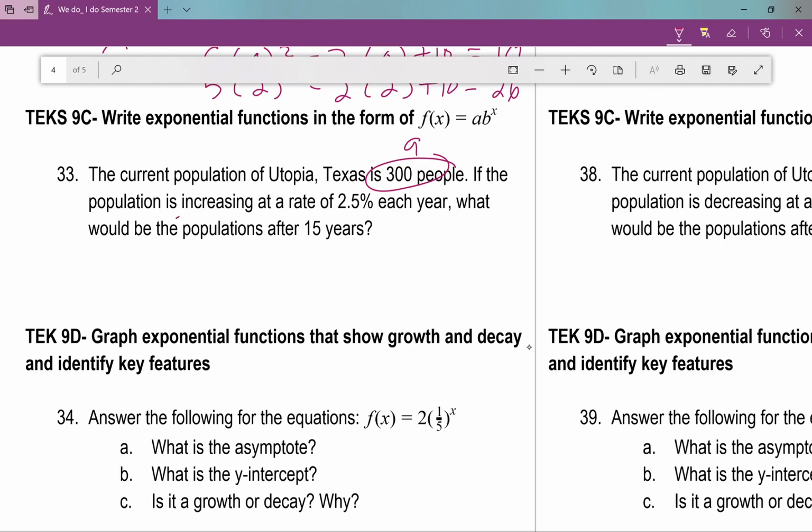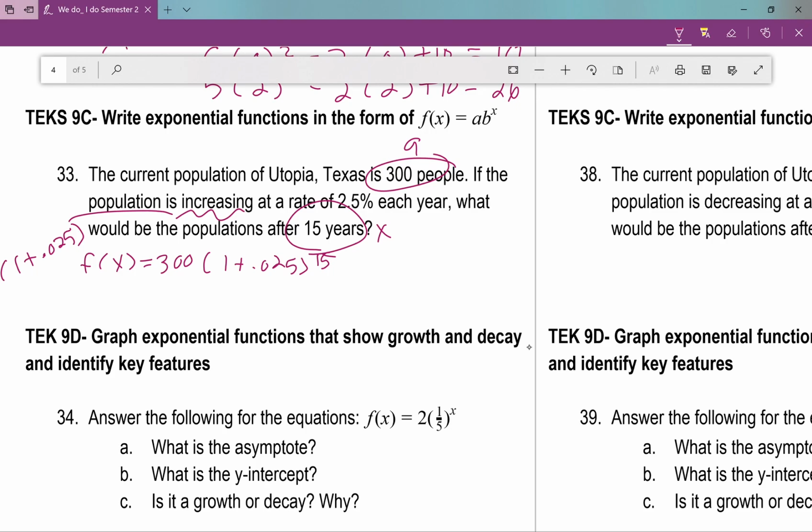Then it says the population is increasing. So increasing means 1 plus. So right here is going to end up being 1 plus, and then we need to turn that 2.5 into a decimal. So 2 decimals to the left would get us 0.025. And then this right here, the population after 15 years, this is our x value. So if I was to write this out, it would be f of x is equal to 300 times 1 plus 0.025 to the 15th power.